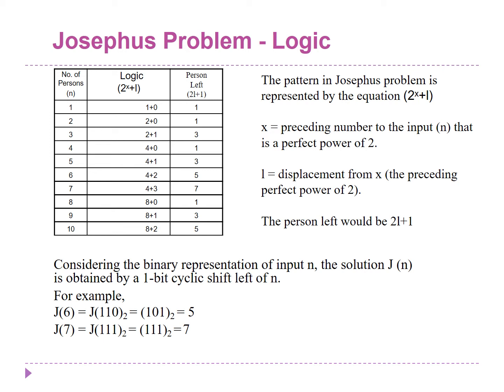For example, if 6 persons are input to the Josephus problem, the person left would be 5. That is, when 6 is represented in binary, it is 110. A cyclic 1-bit shift of n will be 101, which is 5. Similarly, when the input number of persons is 7, the cyclic 1-bit shift left of binary will be 7 itself. Hence, the last person left in the Josephus problem will be the person who's numbered 7.